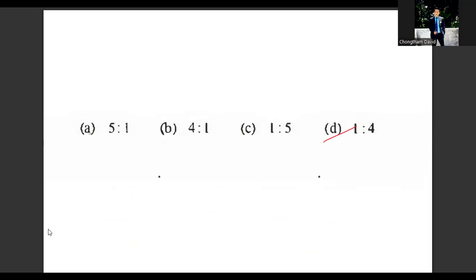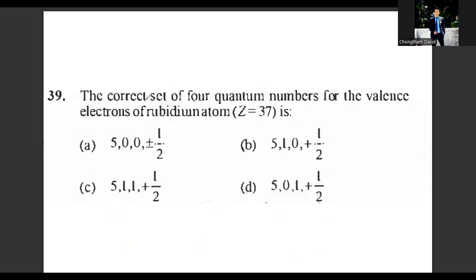Let's move on to the next question, number 39. The correct set of 4 quantum numbers for the valence electron of rubidium, atomic number 37, is. So the electronic configuration of rubidium will follow 1s2, 2s2, 2p6, 3s2, 3p6, 3d10, 4s2, 4p6, then 5s1.